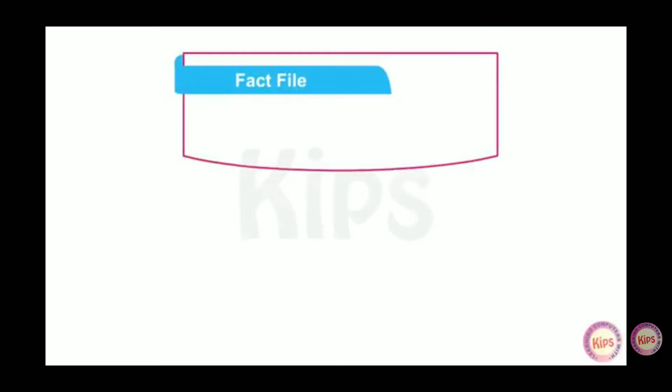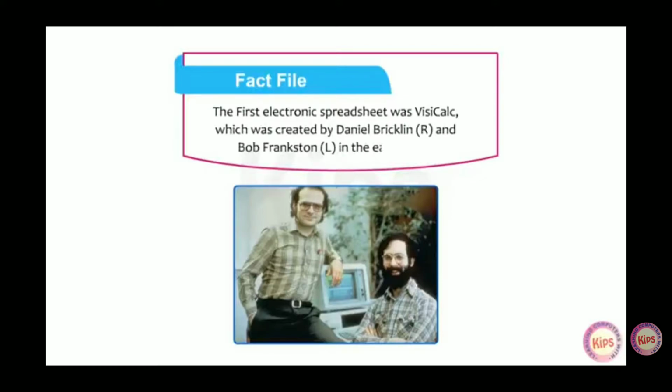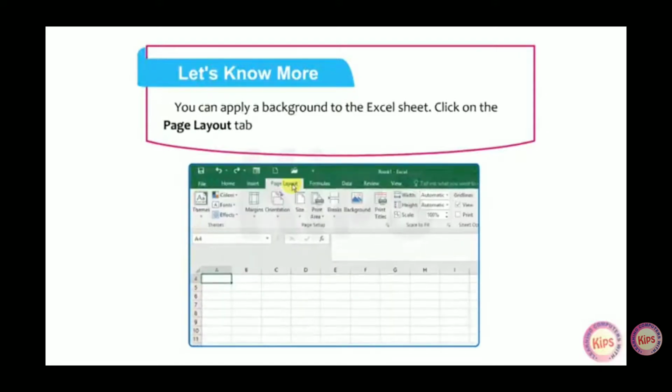Time for the fact file. The first electronic spreadsheet was VisiCalc, which was created by Daniel Bricklin and Bob Frankston in the early 1980s. Note the fact that you can apply a background to the Excel sheet. Click on the Page Layout tab, then go to Background option in the Page Setup group.